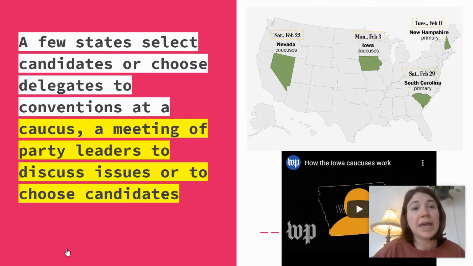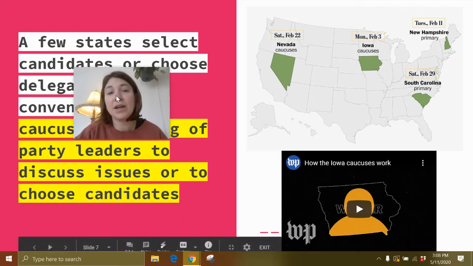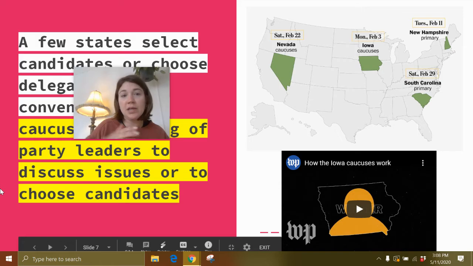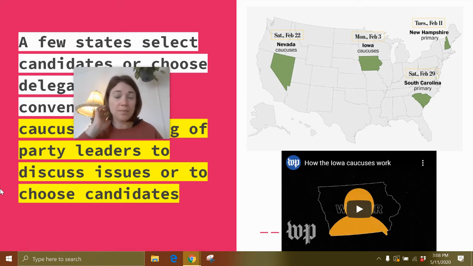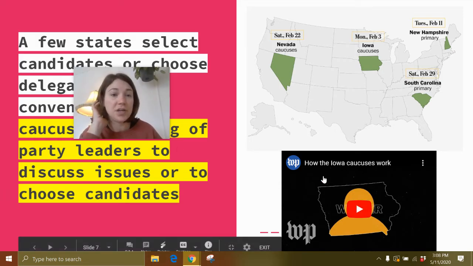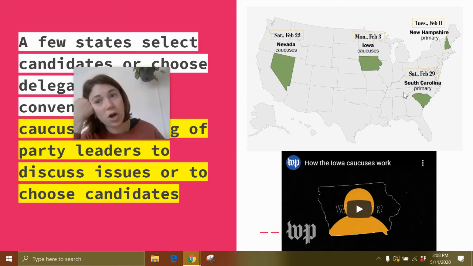A few states select candidates or choose delegates to a convention at a caucus, which is a meeting of those leaders to discuss issues and choose candidates. Caucuses are very rare. In a caucus, you're not actually filling out a ballot. You're physically using your body to show who you want to support in a vote. If you're interested in that, you can check out this video here. These are the 4 states that this year had Democratic caucuses.